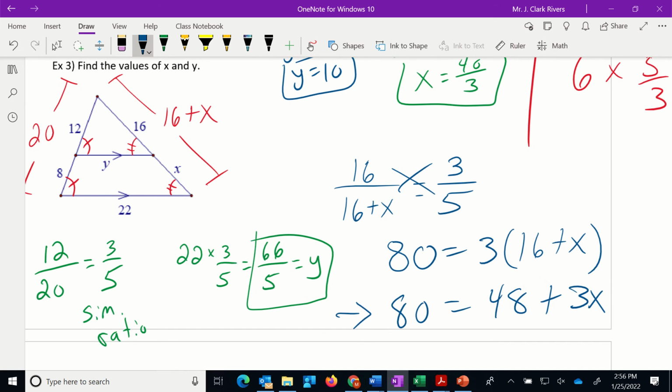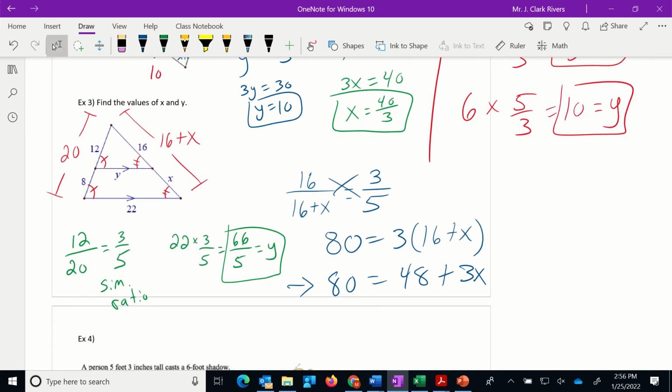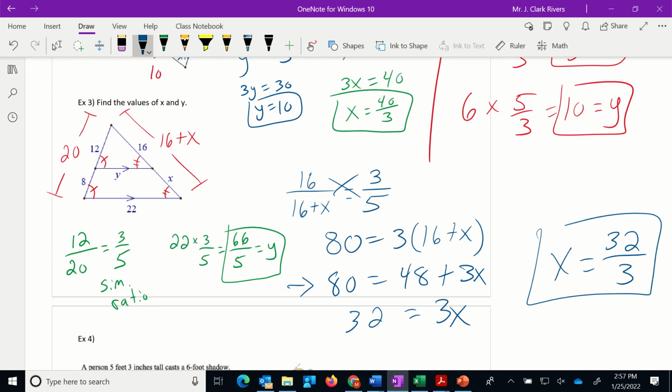So we cross multiplied. Make sure you use the distributive property. Subtract 48 from both sides, and we get 32 is equal to 3x. And so x has to equal 32 thirds. Or what is that, 10 and 2/3? 10 and 2/3. There you go.